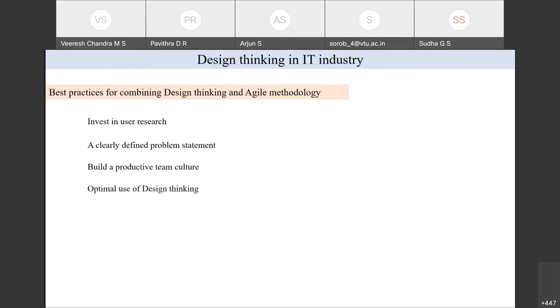Optimal use of design thinking. You should not use design thinking everywhere. Optimum usage of design thinking should be there. Where exactly you need design thinking, you should use it. So design patterns and periodic testing should be done.